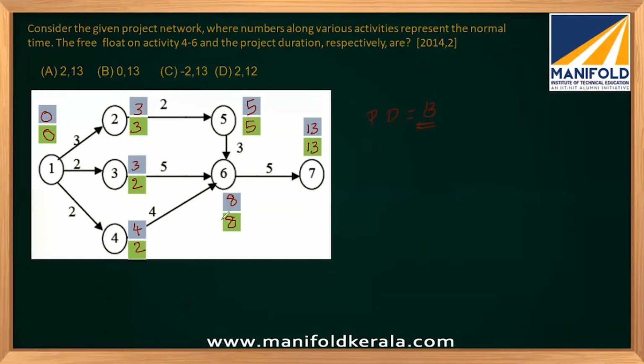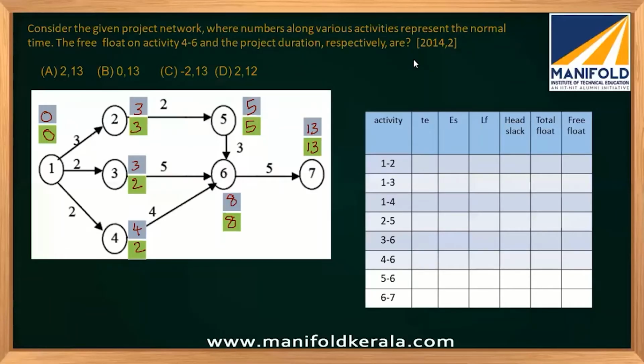Now we have to find the free float for this particular network. And so let's fill up this activity chart, means for this one. We don't have to fill all the things, because only what we are asked is to find out the free float for only this activity. So only for that activity we need to do.